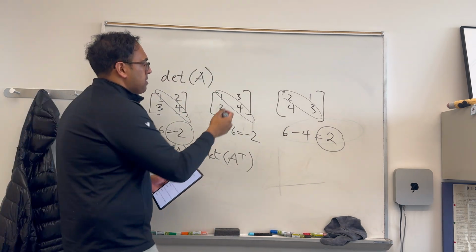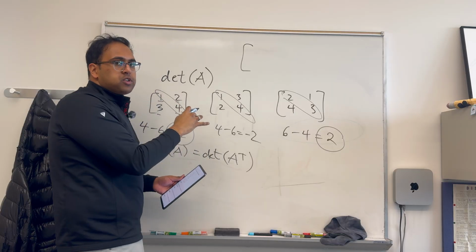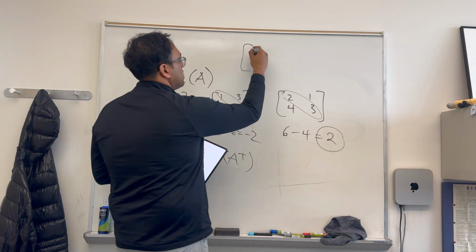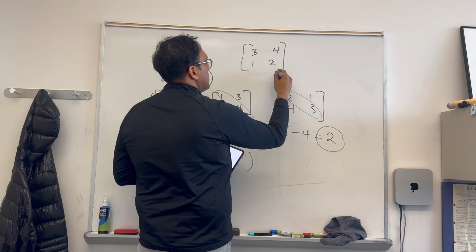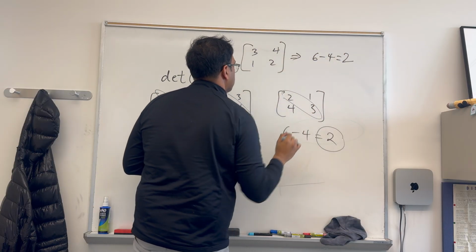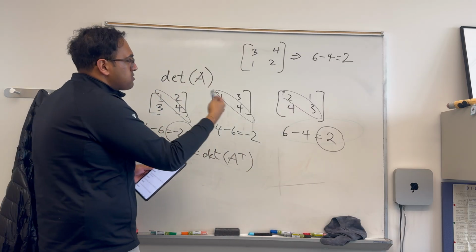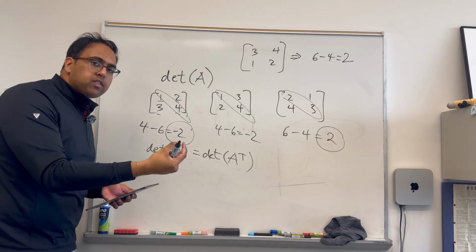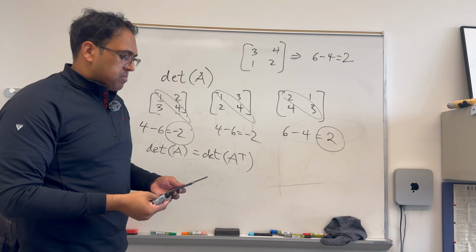Okay, just as an example, what if we started with this matrix, 1, 2, 3, 4, and swapped its rows? Then we get 3, 4, 1, 2, and this determinant would be 6 minus 4, which is 2 as well, which is showing you that when you swap the columns or you swap the rows, if you make any one of those swaps, the determinant gets multiplied by negative 1.